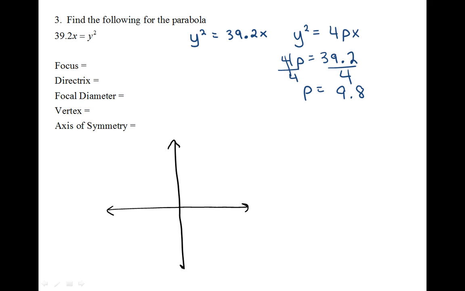So your focus is going to be at 9.8, 0. Make sure you write that as an ordered pair. So I'll just put the point. I'll just say this is 9.8, 0. Okay. So your directrix is going to be the opposite of that. So that's going to be back in this direction. It's going to be that line, which is x equals negative 9.8.